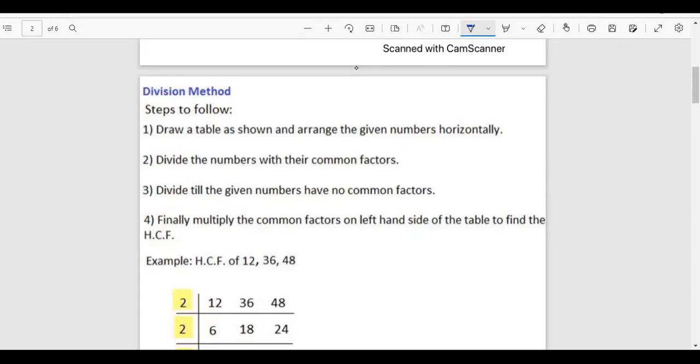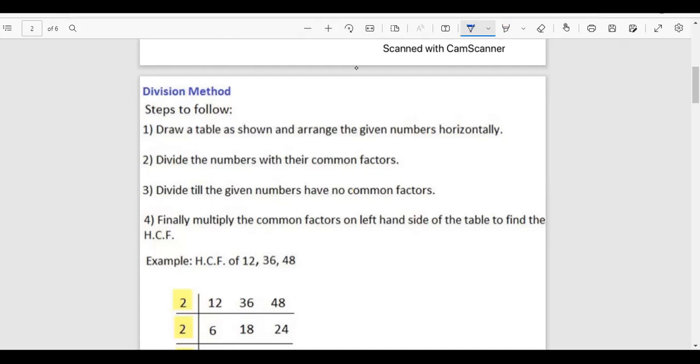Now the thing is, once we are able to identify if it is HCF or LCM, this is confusing at times. If the examiner is telling you directly that you need to find the HCF, it is easy. But if the examiner is not telling you directly, it won't be this straightforward. So you'll have to first understand the question and then decide whether you need to find the LCM or the HCF. That is the first thing.